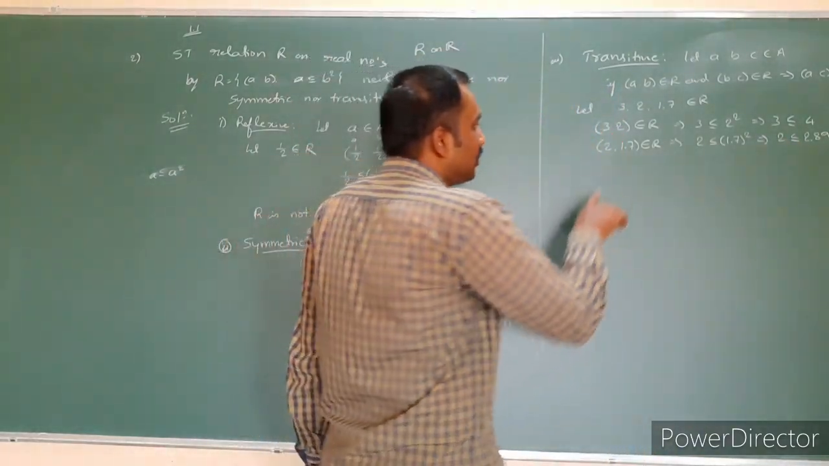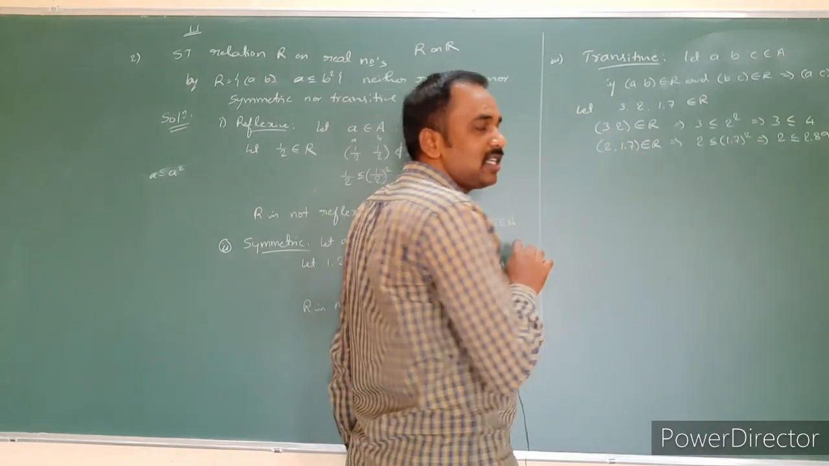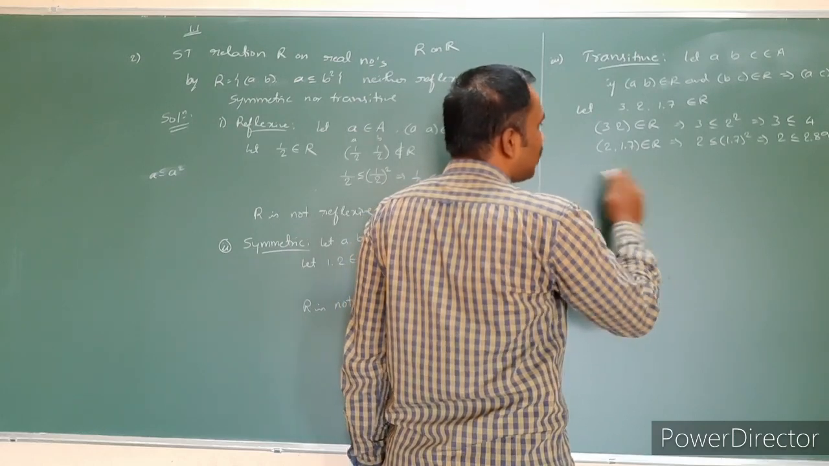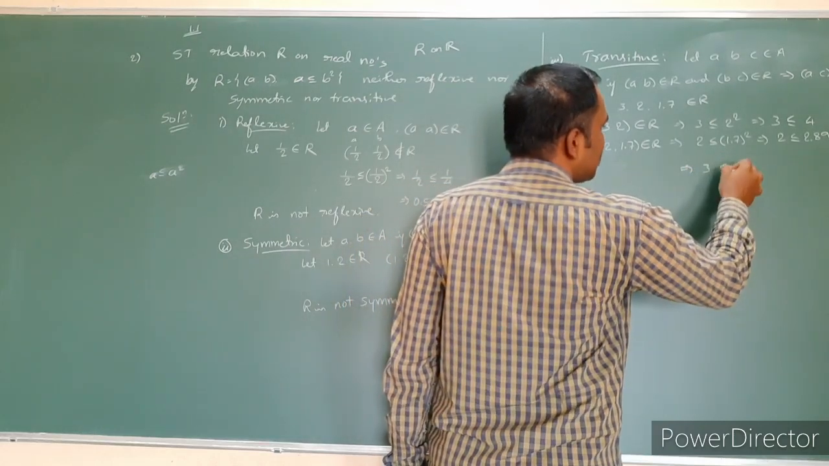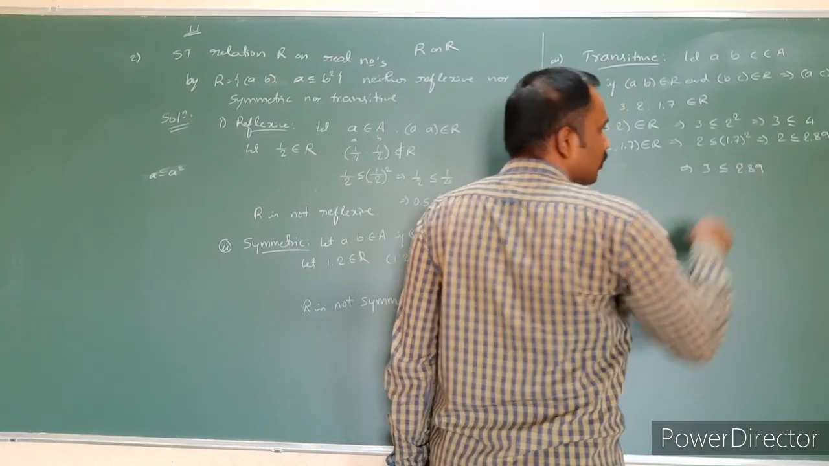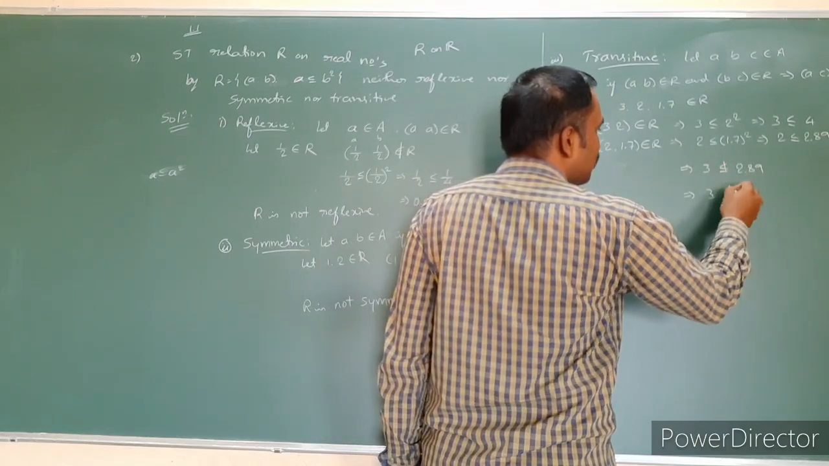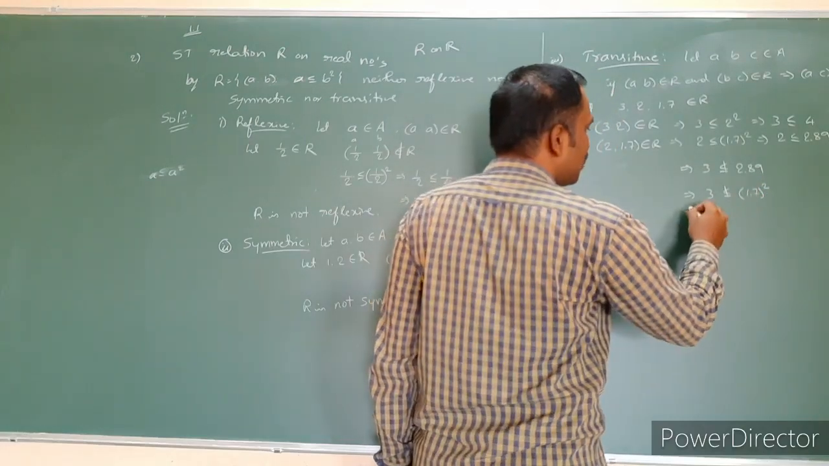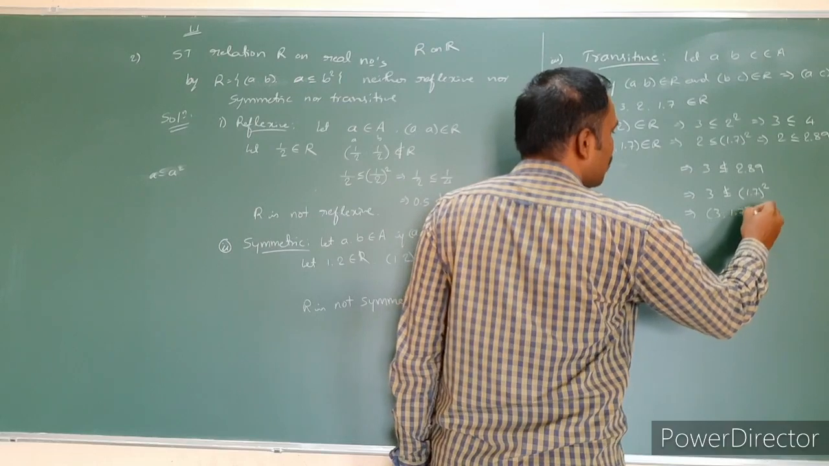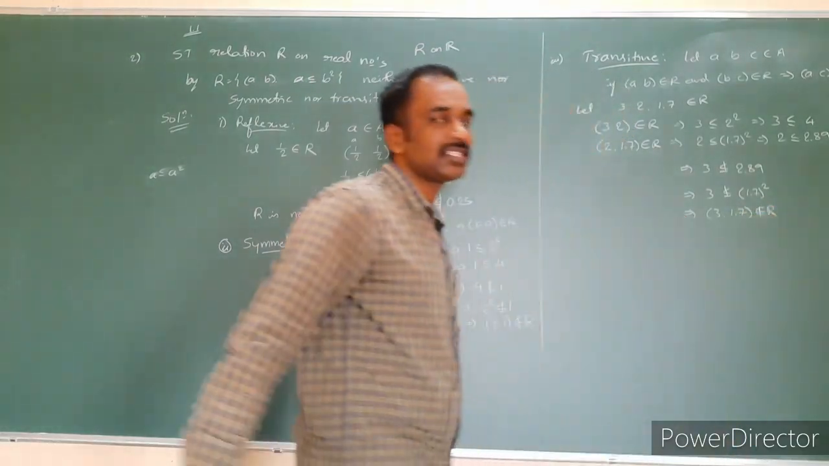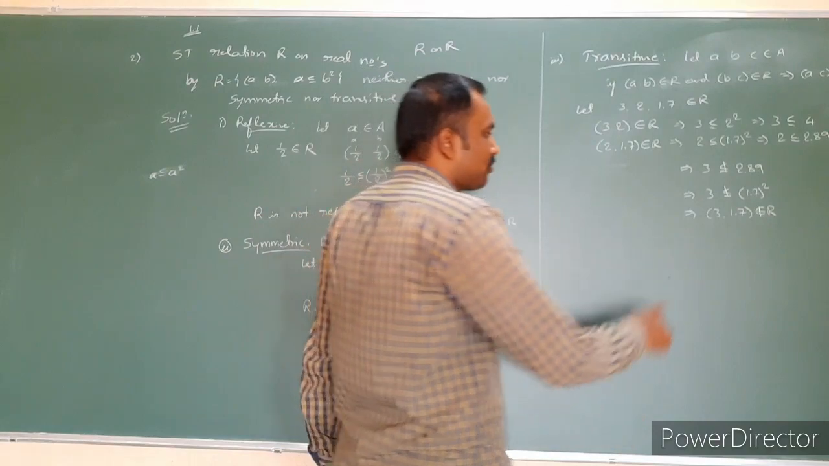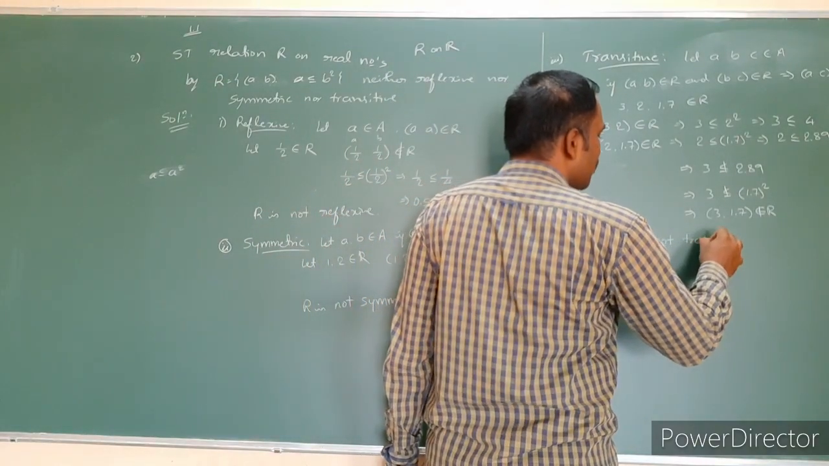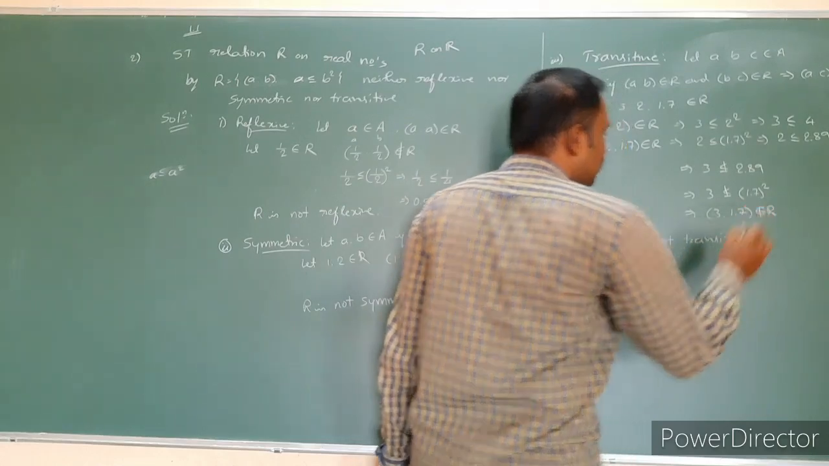The inequality is true. Now (a, b) is present and (b, c) is present. Now we need to check whether (a, c), that is (3, 1.7), is present. That implies 3 is less than or equal to 1.7 squared, that is 3 is less than or equal to 2.89, which is not true, so not possible. Which implies (3, 1.7) is not present in the relation R, which means the relation R is not transitive.